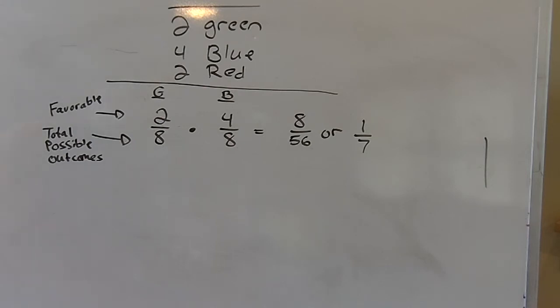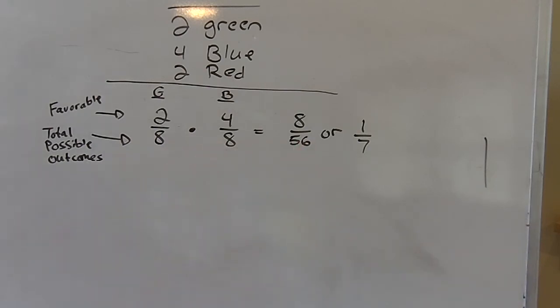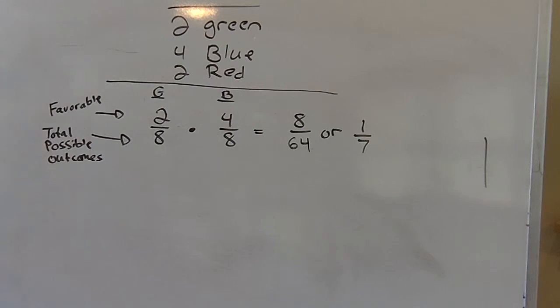Now, since there are 8 marbles in the bag during both pulls, there's a total of, that should not be 56. That should be 64. This is your math teacher. There are a total of 64 different ways to pull 2 marbles out. So the first pull, you have 8 options. And the second pull, you have 8 options. So there's a total of 64 different possible outcomes for pulling 2 marbles out of that bag.